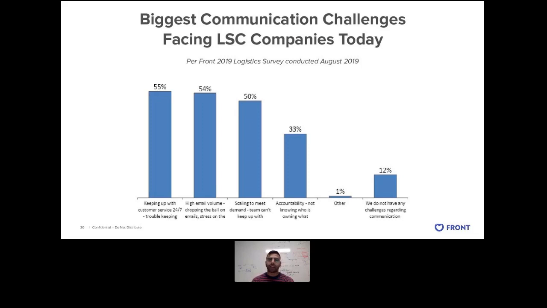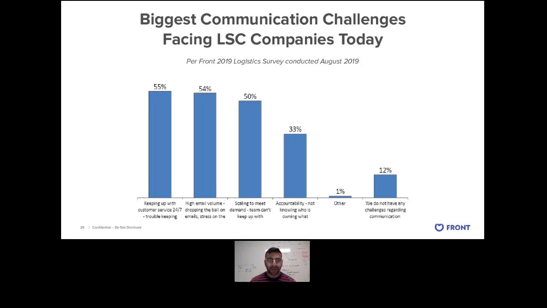So earlier this year, our team at Front conducted a logistics survey where we surveyed a couple of hundred people in managerial levels in the logistics and supply chain industry, managerial or above. So typically director, VP, a lot of founders and CEOs running their own operations. And this is some of the data that we were able to collect, right?